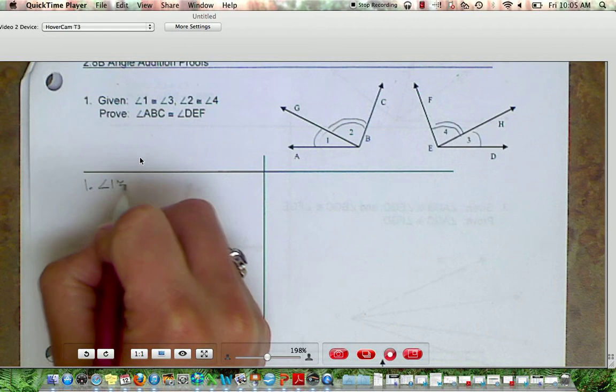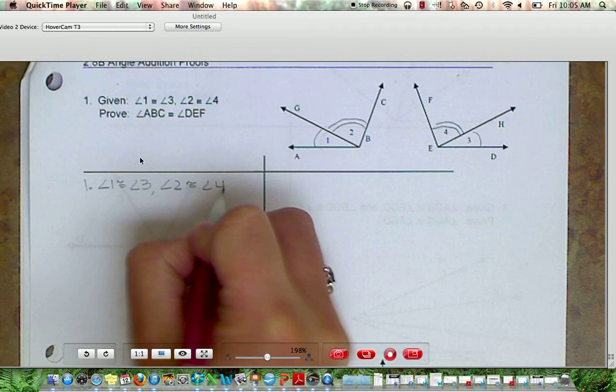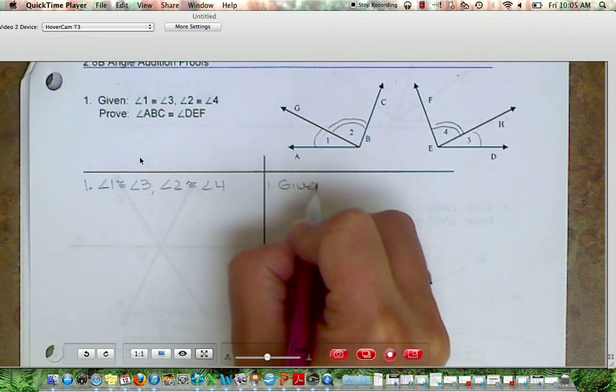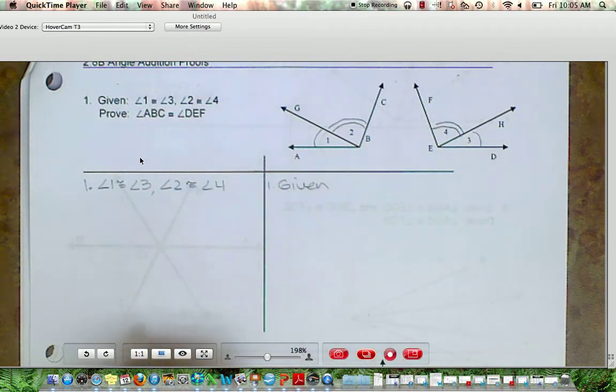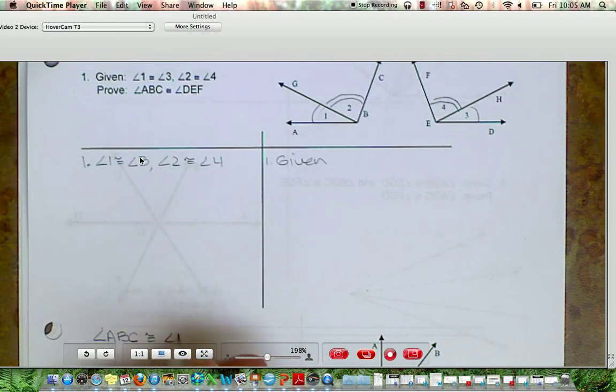We're going to go ahead and put our givens in here. And we know we're trying to prove angle ABC, oops, I'm putting it all the way down at the bottom here, is congruent to angle DEF.